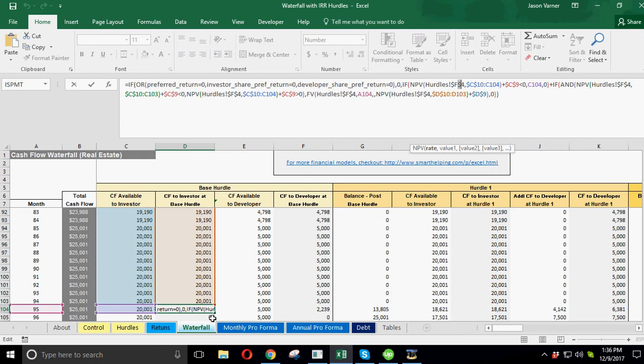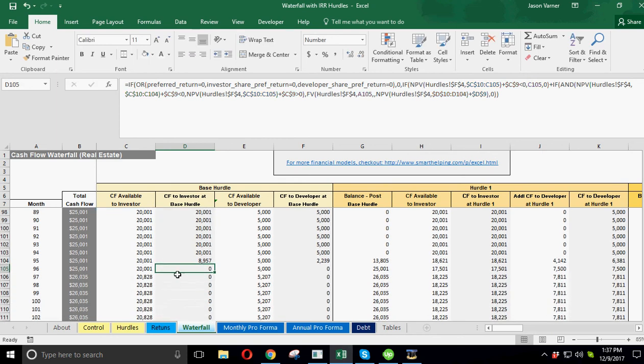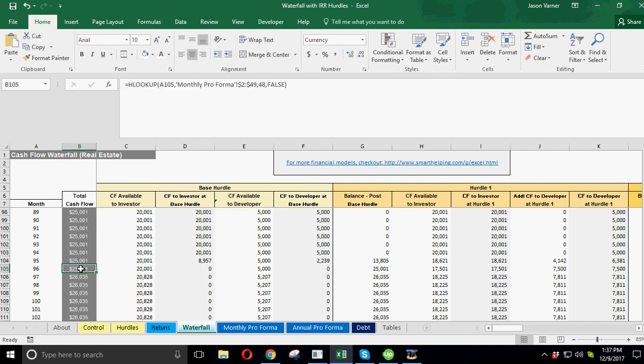Now, what happens? Why does that go to 0? Well, as soon as the net present value of these is not less than 0, we put 0 there, because we now want to put the rest of the cash flows into a different split. So you can see some of this still hits in 95, but not all of it. And here we're now splitting no money at the base. So any more funds that come in, say this 25,000 that comes in month 96, we're going to split at hurdle 1.